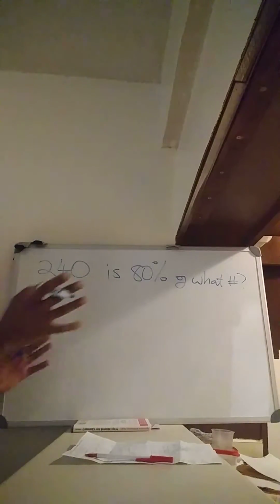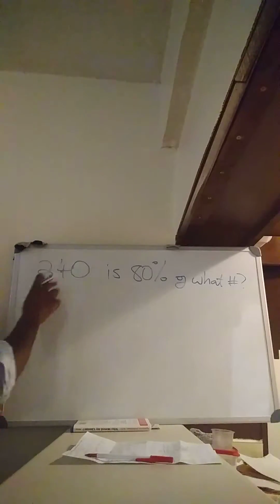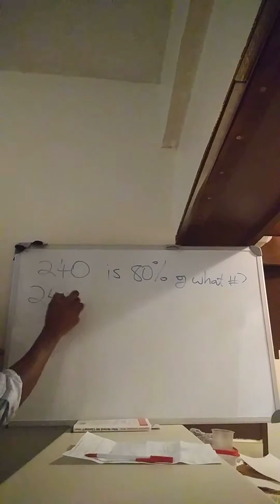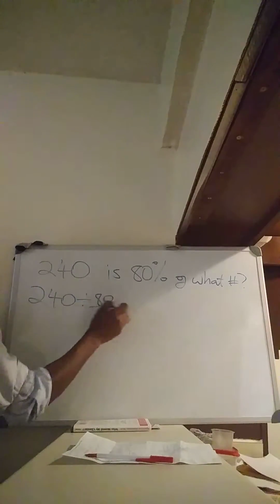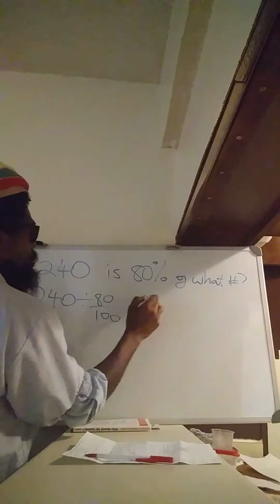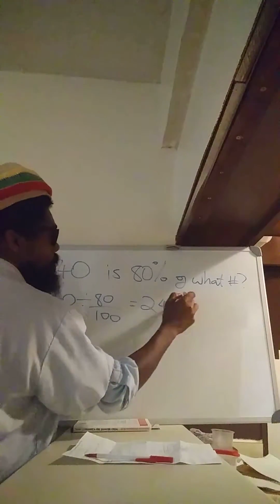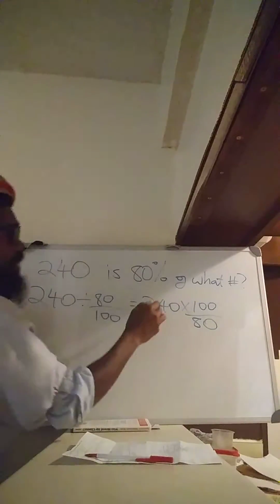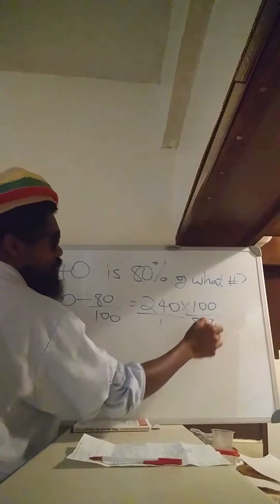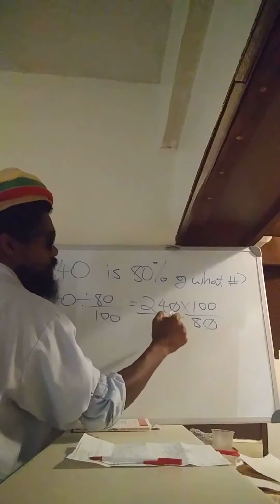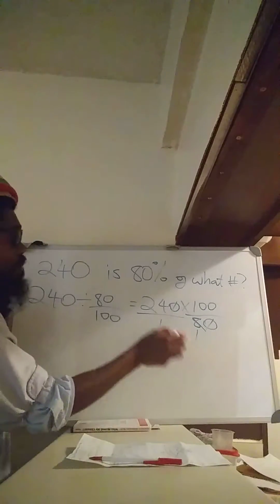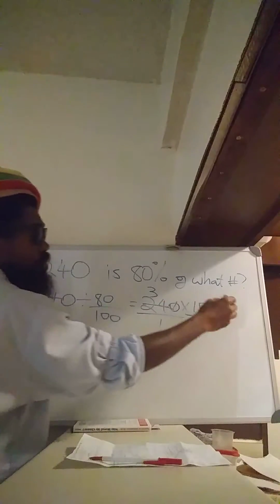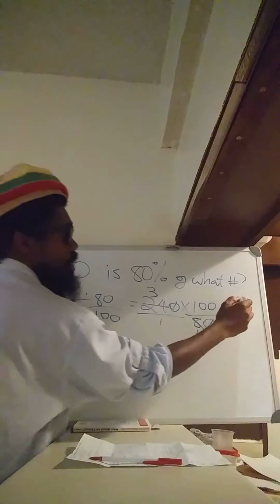Okay, so again, we can work this out two different ways. We can do 240 divided by 80%, and that should give us the answer. So we'll have 240 divided by 80 over 100, which is then going to be 240 multiplied by 100 over 80. Okay, and then 0 cancels with 0. 8 into itself goes one time. 8 into 24 goes 3 times. So what are we left with? 3 times 100, which gives us 300. So 300 is the answer.